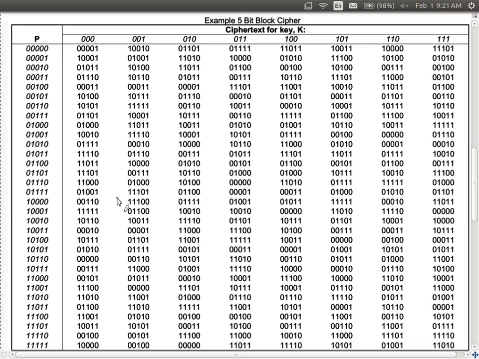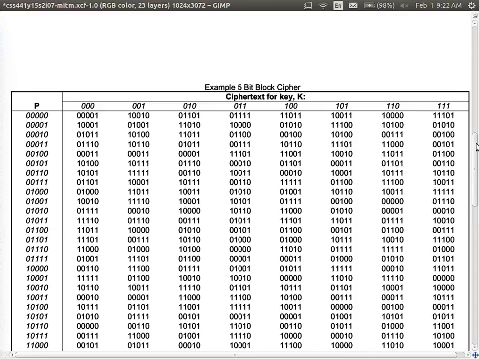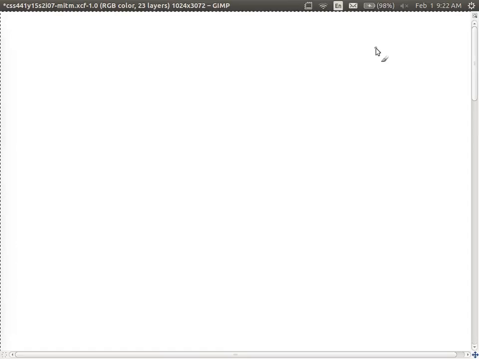So let's just illustrate the concepts. For this cipher, we have a 5-bit plain text block coming in, a 5-bit ciphertext block coming out, and a 3-bit key. So we could draw that, just draw it up the top, saying that our simple cipher, can someone give it a name?